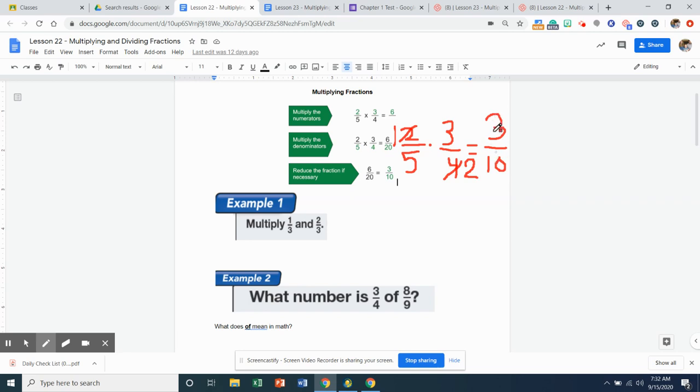And if you'll notice, I got the same answer as I did the other way. I prefer the canceling out and reducing before the equal sign. I find it makes the math easier, but again, it's your choice.